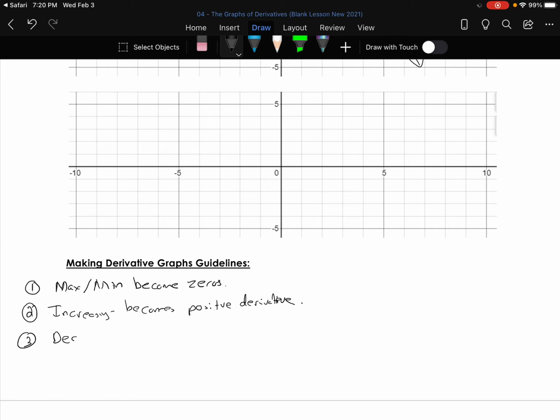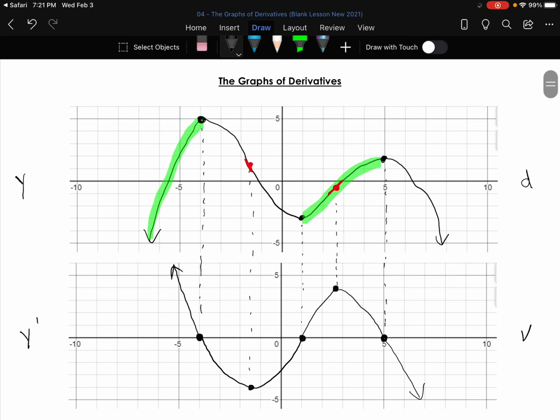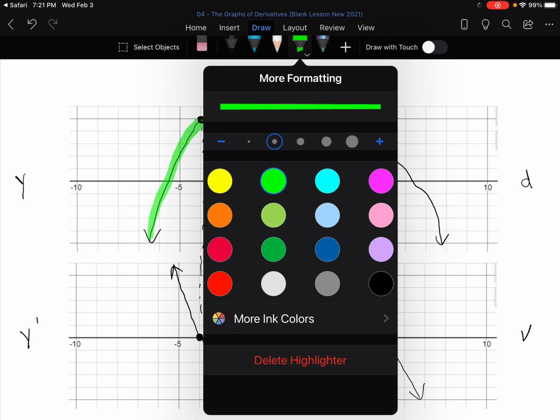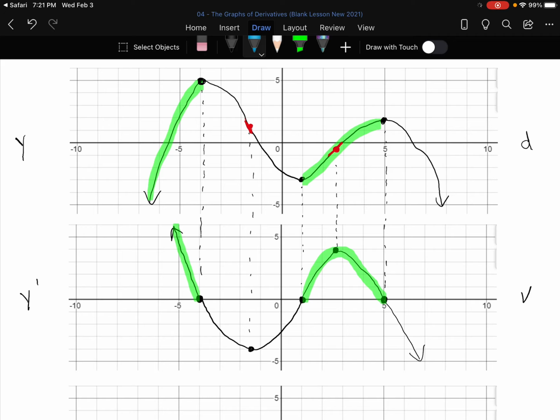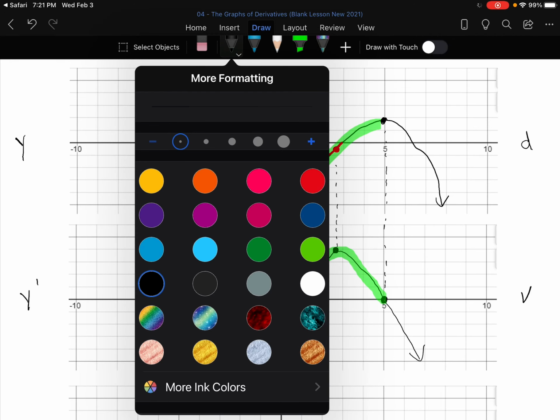And decreasing becomes negative derivative. So where the y graph was increasing in that green part here, you see we get all positive values here. And then again, in the green part over here, it was all positive values. And I'm going to highlight those in green down here. There and there. See? Increasing in the y means positive in the y prime. And again, that was in another lesson way back when.